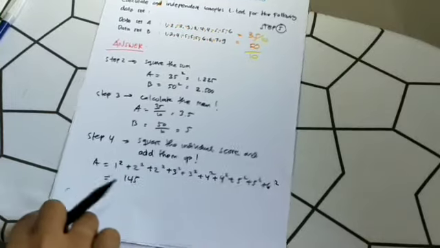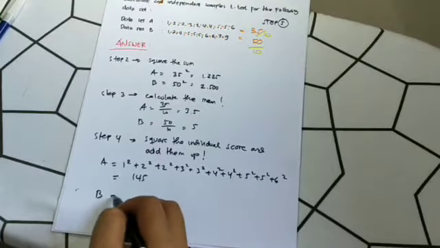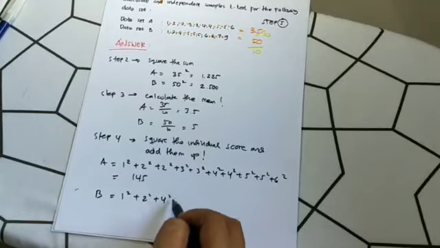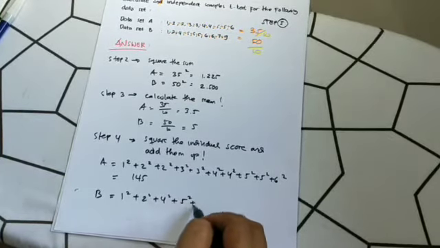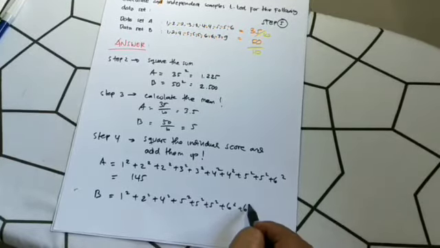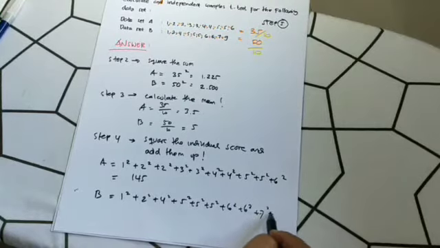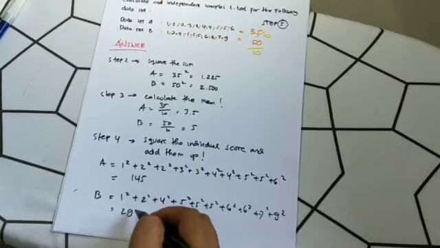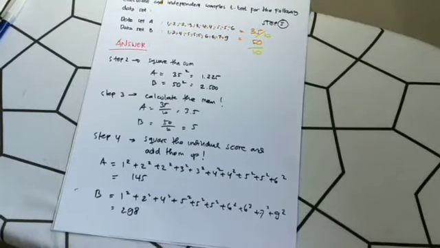145. And for data B, you have 1 squared plus 2 squared plus 4 squared plus 5 squared plus 5 squared plus 5 squared plus 6 squared plus 6 squared plus 7 squared and 9 squared, and you got 298. Set these numbers aside for a moment too, and then we go to step 5.